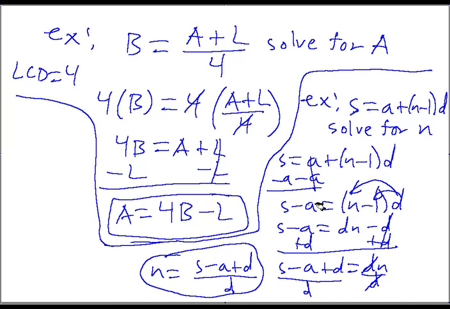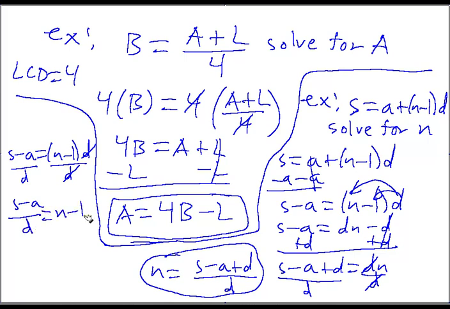Okay, now let me do it again. Let me continue at this step here. Let me copy this. So let me squeeze that in here. Sorry about that. S minus A equal to n minus 1 times D. At this step, we could have divided both sides by D. So let's do that. Divide both sides by D. D's drop off. Can we see that? So S minus A over D is equal to n minus 1.